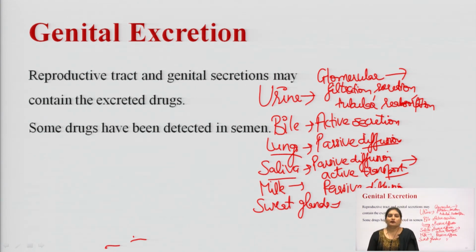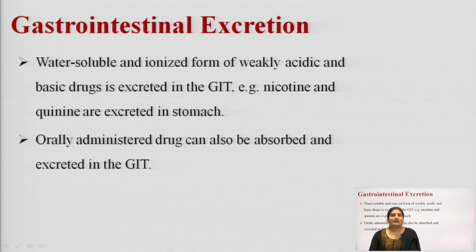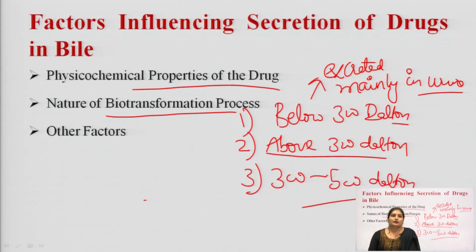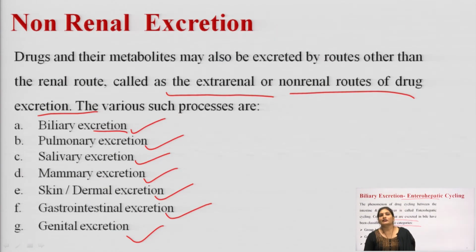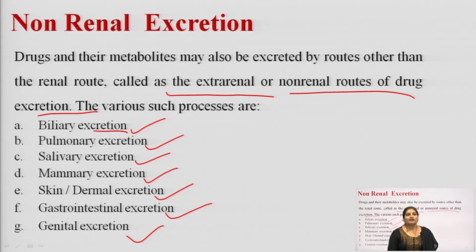Okay. So, before ending this lecture, let us have a recap. I have told you about the different non-renal routes of drug excretion. We have these 7 types of excretion. First one is the biliary excretion. When the drug excretion takes place through bile, then it is called the biliary excretion. When drug excretion takes place with the help of lungs, then it is called the pulmonary excretion.